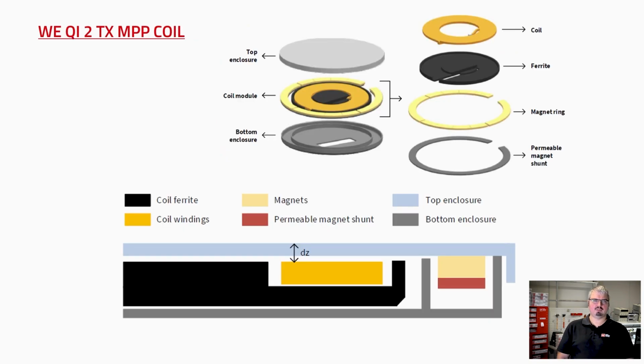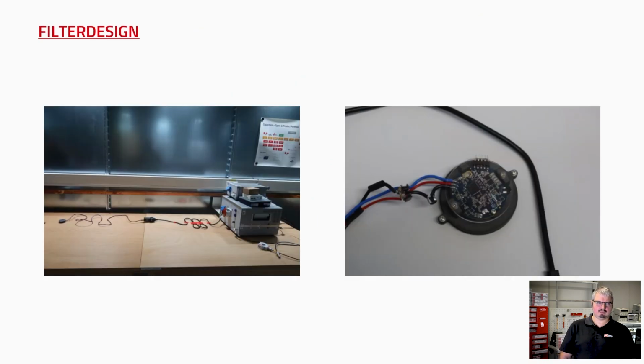The key component of the whole system is the Qi2 transmitter coil, as you can see here. So we have the coil itself, also a ferrite plate, and the special thing about it is the magnet ring. And also a permeable magnet shunt, which is just there for holding the magnet ring. Also, you have a top and a bottom enclosure. These are the components which are defined in this new Qi2 standard. For this, I will hand over to my colleague Robert, who will tell you something about the filter design of the system.